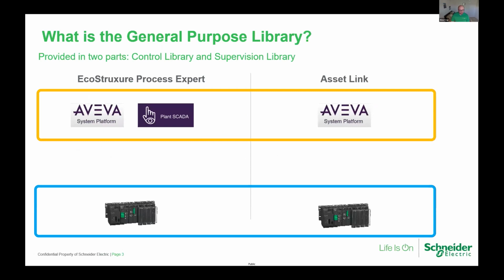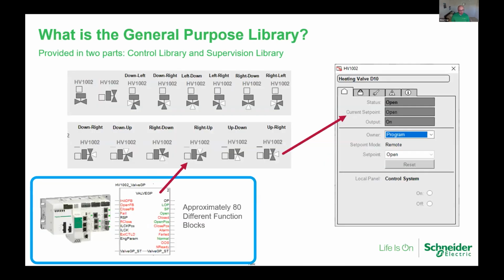The general purpose library is split up into two components. The first component is what resides in the Modicon controller itself. And the second component is what resides in System Platform or Process Expert, which is another Schneider Electric product. With these two components, we can really combine the workflow. In this next slide, we have the library component that lives at the controller level, and the library component that lives in the System Platform environment provides ready to go faceplate templates so you can start using them.